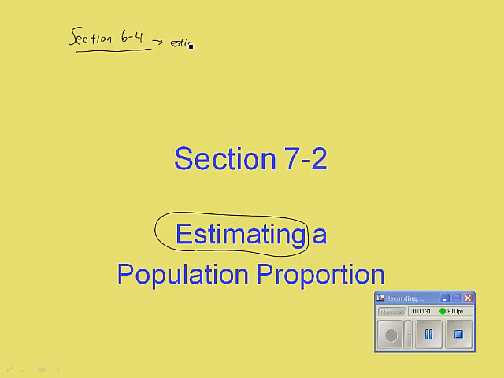What was it that we estimated in section 6.4? We estimated the mean. We estimated the standard deviation. The variance. All right, so I'll put them together. And then a proportion. That's the newest idea, right? P. The proportion of a population.